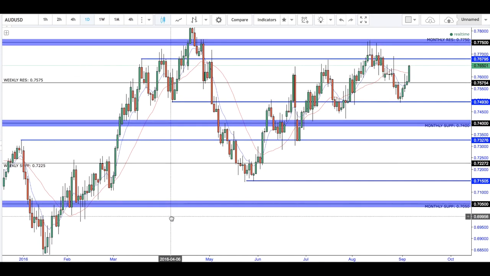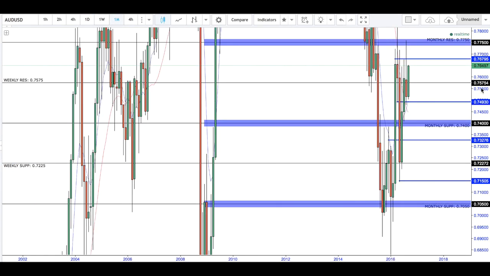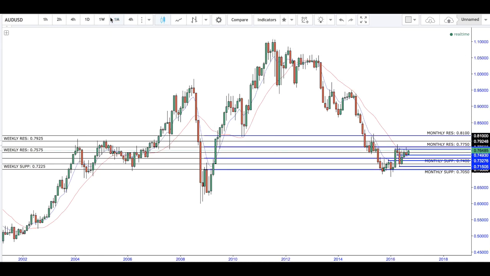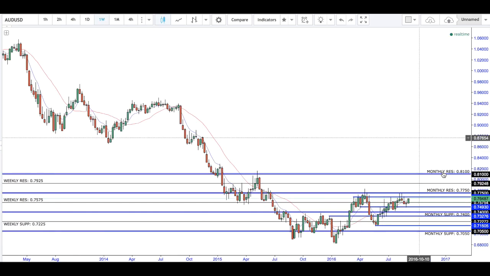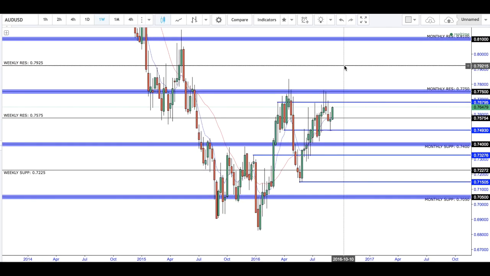When we do this, we don't want to zoom out too far. We can use Fibonacci on the monthly time frame, but I'm not a huge fan because it can confuse people. So I like to start on the weekly time frame to get an idea as to where the market could potentially run to.